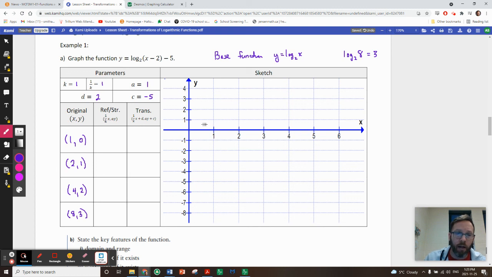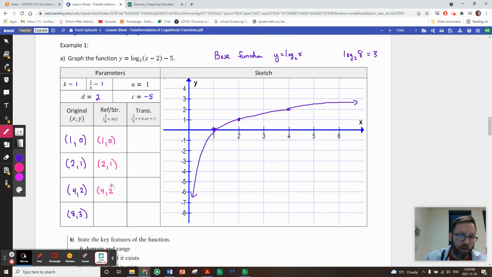If you'd like, you can plot those key points, 1, 0, 2, 1, and 4, 2, and add a rough sketch of the logarithmic function, with 8, 3 somewhere off our page. Okay, so that's our starting point. Now, different teachers do different things. I like to apply my stretches and reflections all at once using the mapping rules from earlier. It turns out for this one, k is 1 and a is 1. We're actually not stretching or compressing any of these.